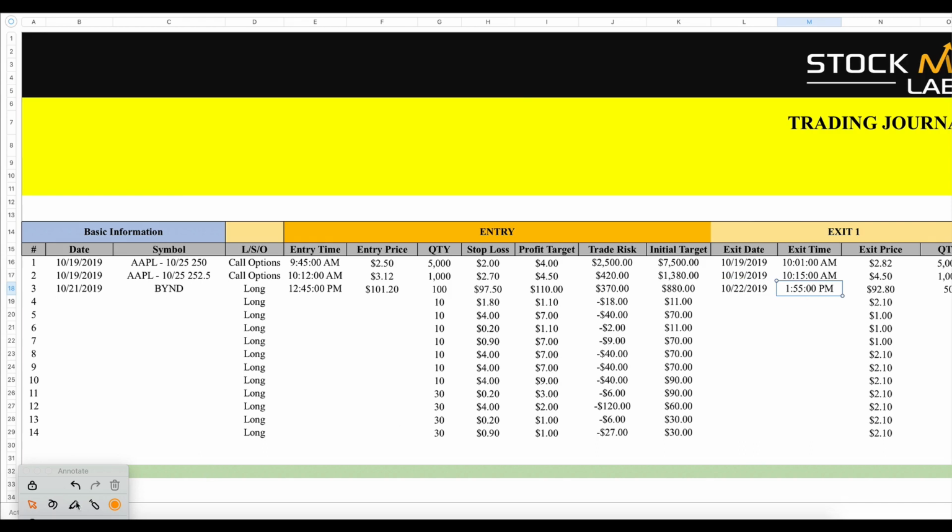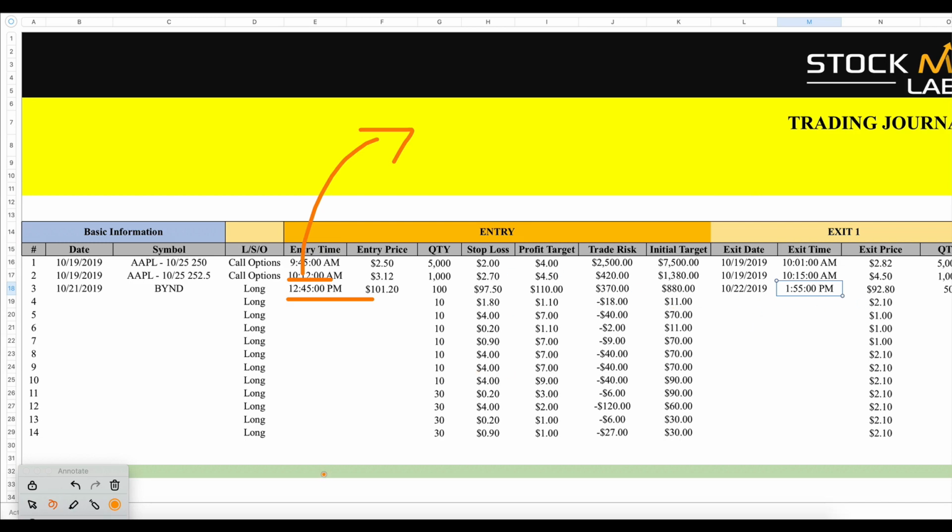Now the timing is important because you guys want to go back and see why that exact time. What did you see? Maybe it was a candle. Maybe you saw something in price action. Whatever the case may be, maybe it was news. You want to really see that aspect and understand, right?